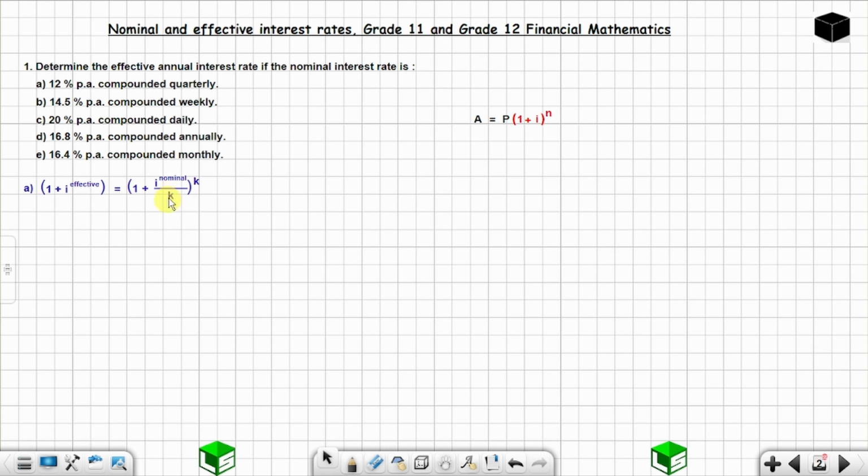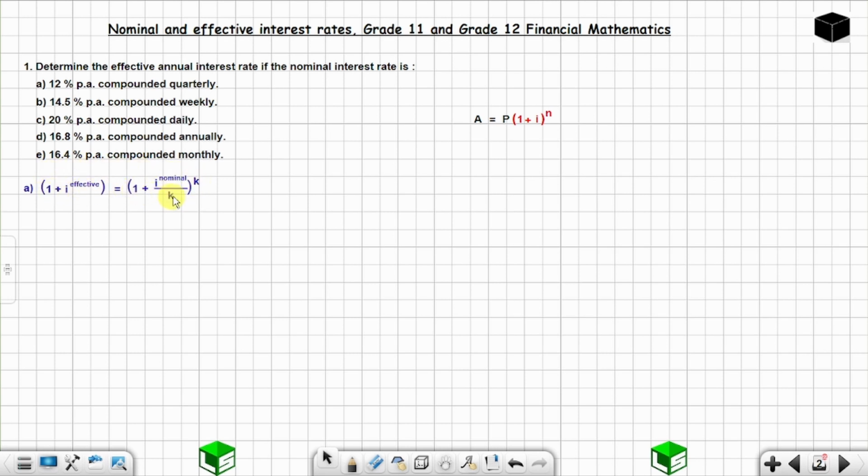In some textbooks, you are going to have m instead of k. You can have m at the bottom and m as the exponent. I prefer to write it like this. Whether you have m there or k there, it is still the same. Do not be confused. So this is how I prefer to write it. You only have the nominal interest rate divided by k.